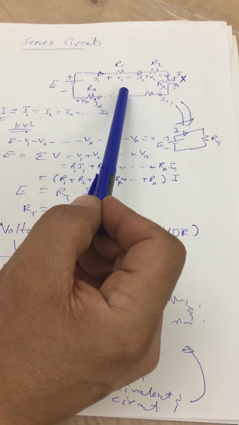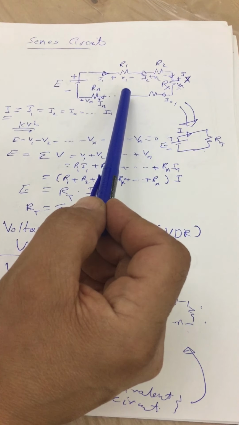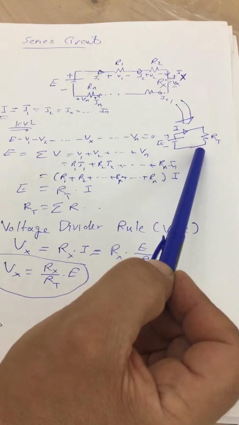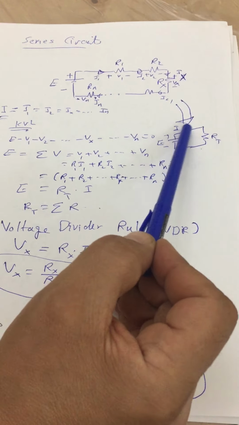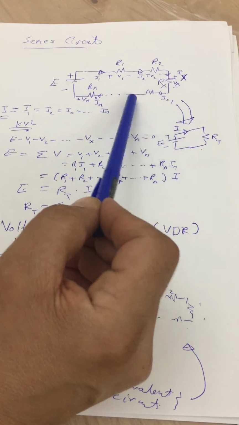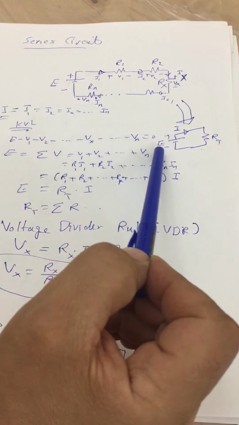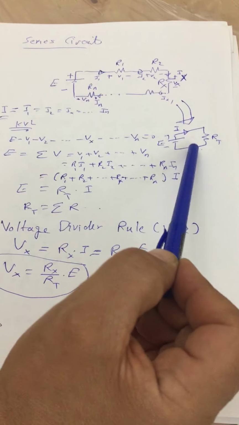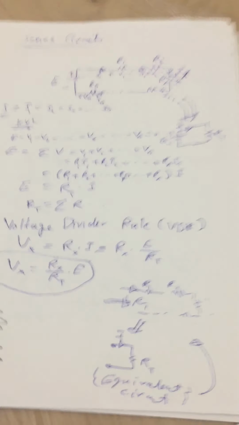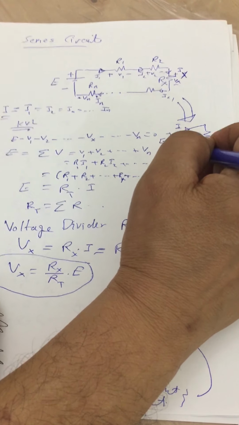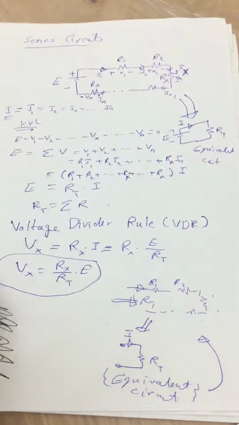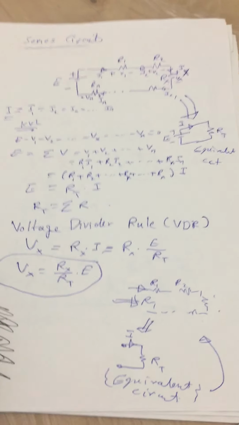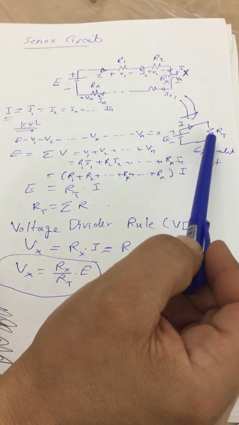So we can transform this circuit to a simple circuit having a single resistance R total. The same current passing through all these resistors passes through R total with the same voltage. So we call this an equivalent circuit of the original circuit. Okay. So we can simplify this circuit with a single resistor.